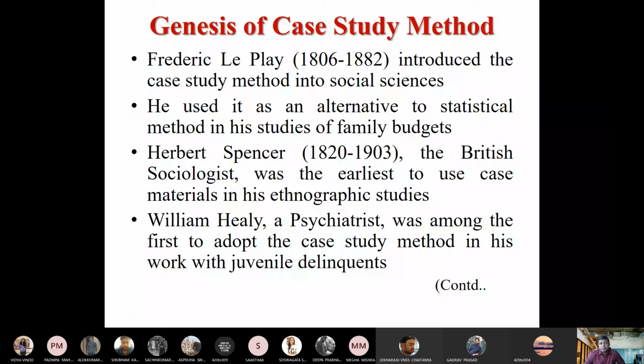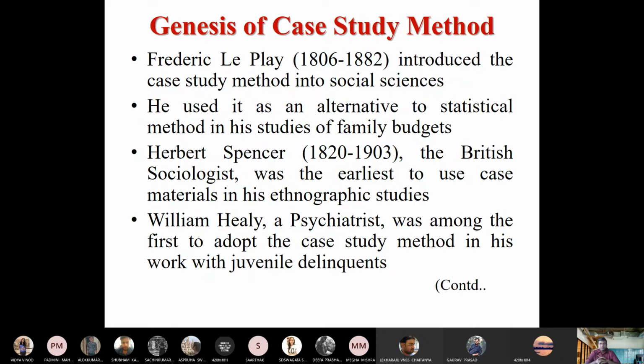Okay, so if you look into this, how this case study method has evolved, what was the importance of this case study method, and who were the persons who first started using it, that we are going to discuss. If you look at this genesis, you will see that Frederick Le Play introduced the case study method into social sciences. Who introduced? Frederick Le Play. So he introduced this case study method in the field of social science.